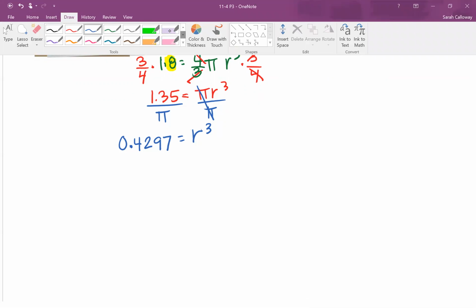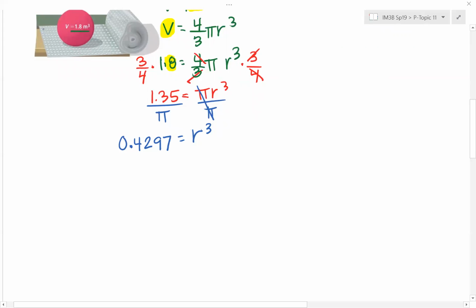Remember that in order to get rid of an exponent, I have to use a root with the same index. So if that was r squared, I would use a square root. Because it's cubed, I have to use a cube root. So I have to take the cube root of both sides in order to get r by itself.